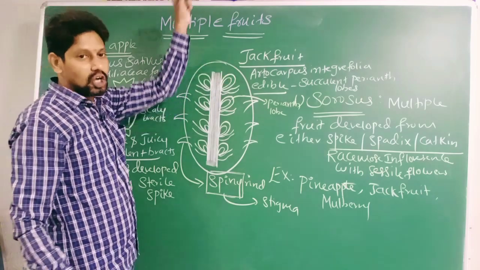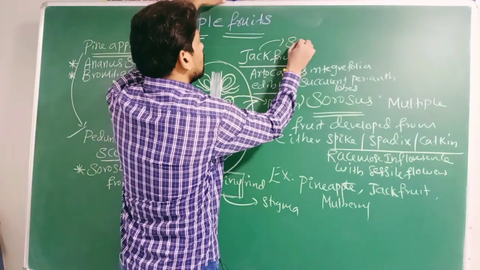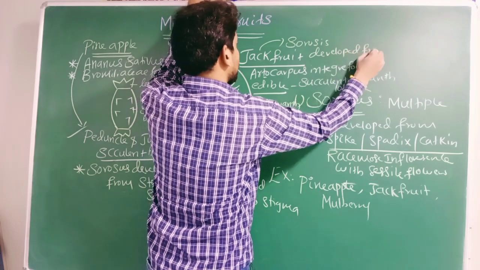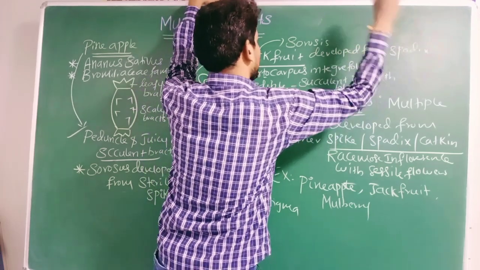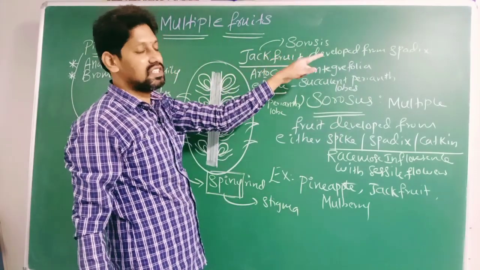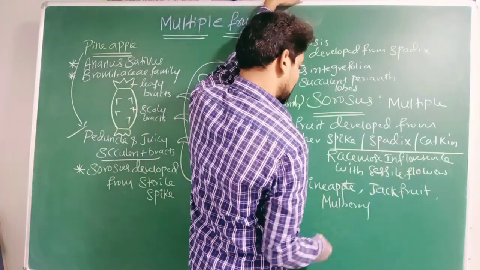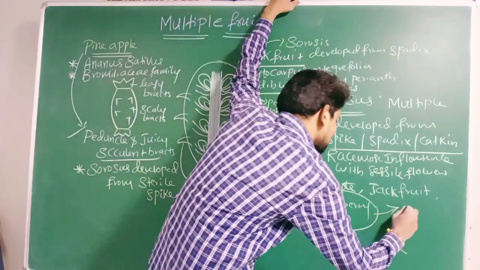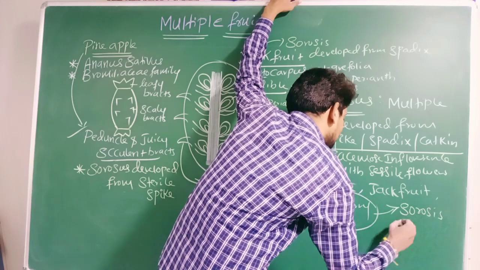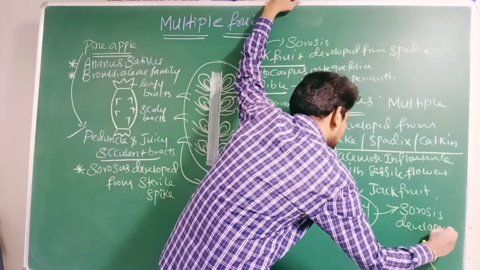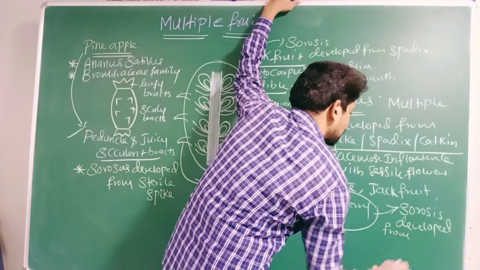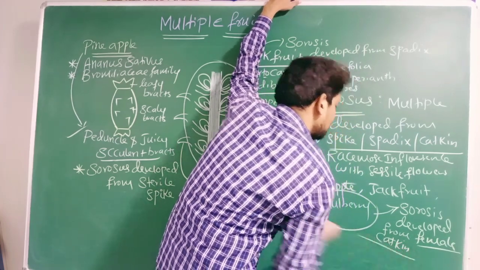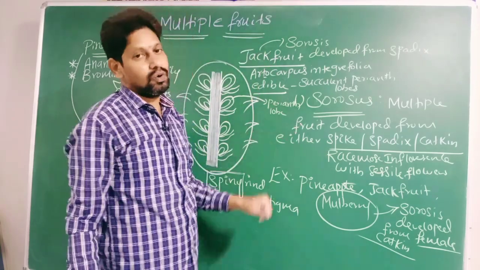Whereas in the case of jock fruit, sorosis is developed from spadix. Whereas in the case of mulberry, sorosis is developed from female catkin. Okay, this is about sorosis.